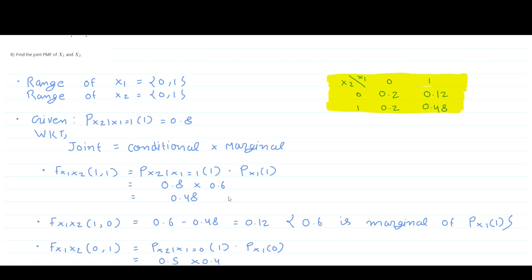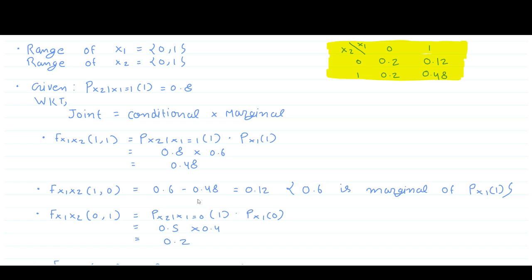It is given that the probability of X1 equal to 1 is 0.6, since it is the marginal for X1 equal to 1. So using this 0.6 and 0.48, we can find the value of f at (1, 0) as 0.6 minus 0.48, which is basically 0.12.